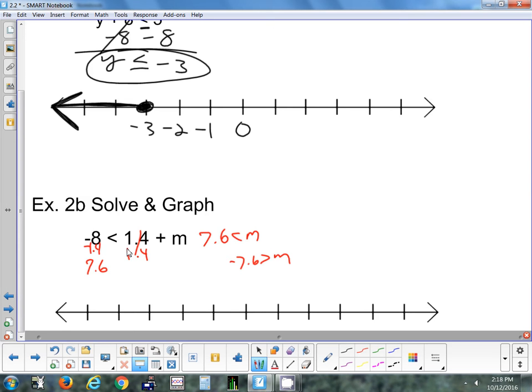Think of negative 8. If you owe someone $8 and then you borrow another $1.40, it's even more negative. So what would that be? Negative 8 and then minus another 1.4. Oh, it'd be negative 9.4. Okay, how many people had negative 9.4? Okay, good. Everything else you did was right. Just make sure you put less than m.